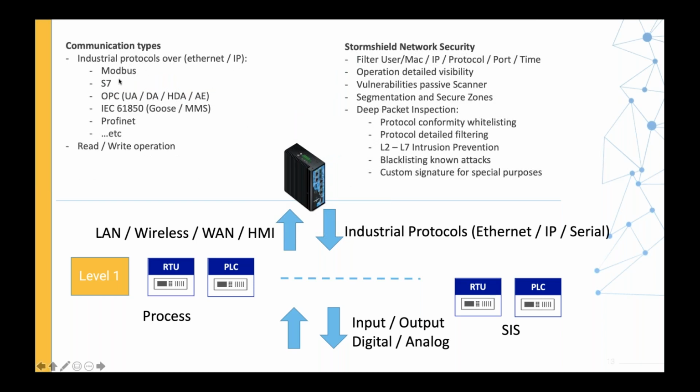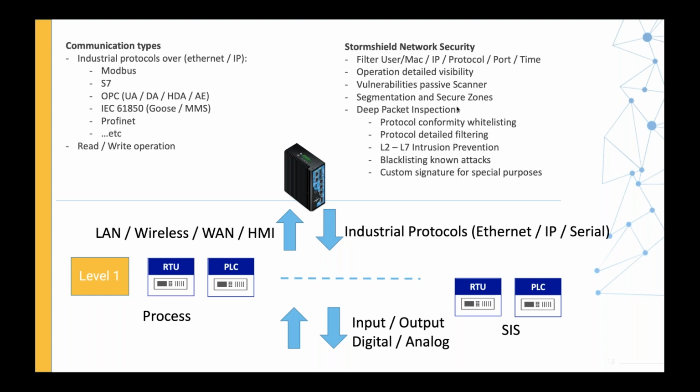The communication types at this level are normally industrial protocols over IP. You can take examples like Modbus, S7, OPC UA, OPC DA, the standard IEC 61850 that has protocols such as GOOSE and MMS and others, Profinet, etc. And they are all read-write operations that are going on. Now, what Stormshield is providing is very detailed filtering by user, MAC address, IP, protocol, port, time, service type, many details, reputation, and so on. Detailed operation visibility is what you can achieve.